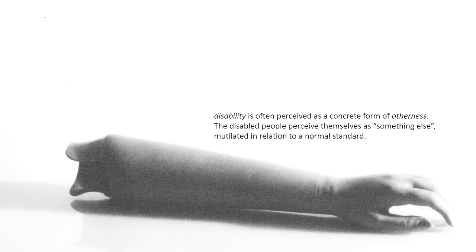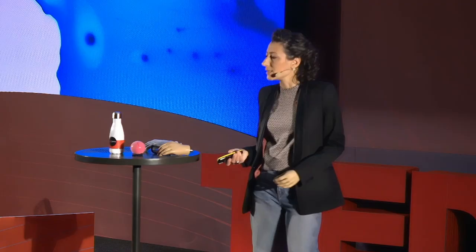But let's start from a fact. Disability is often perceived as a concrete form of otherness. Disabled people perceive themselves as something else, mutilated in relation to a standard. And this kind of prosthesis in general, I think, is really an active element, a relational element. I would like to call them actants.